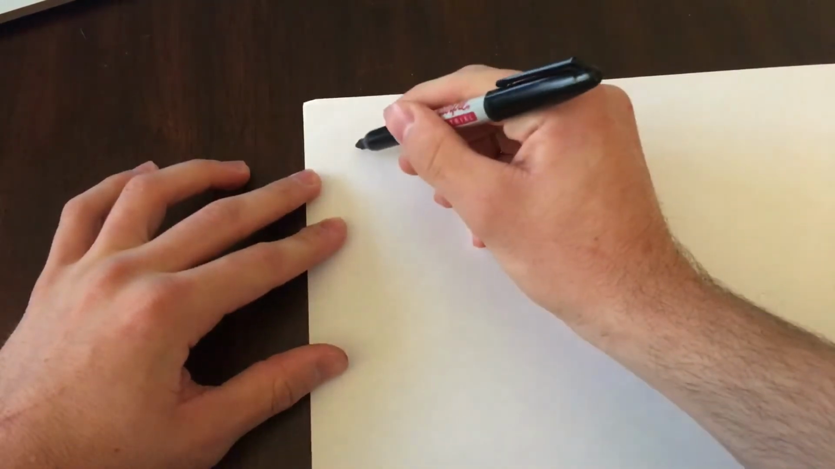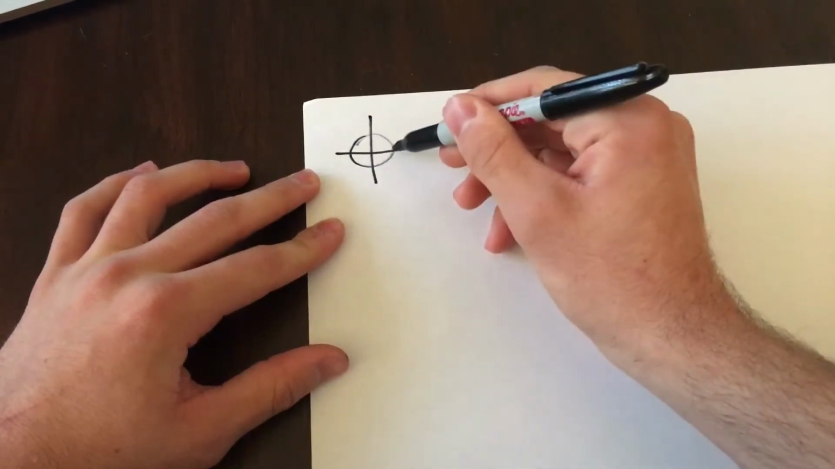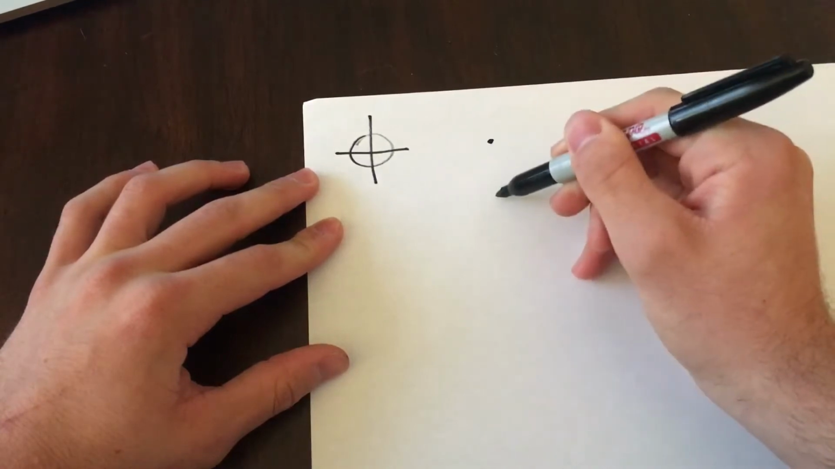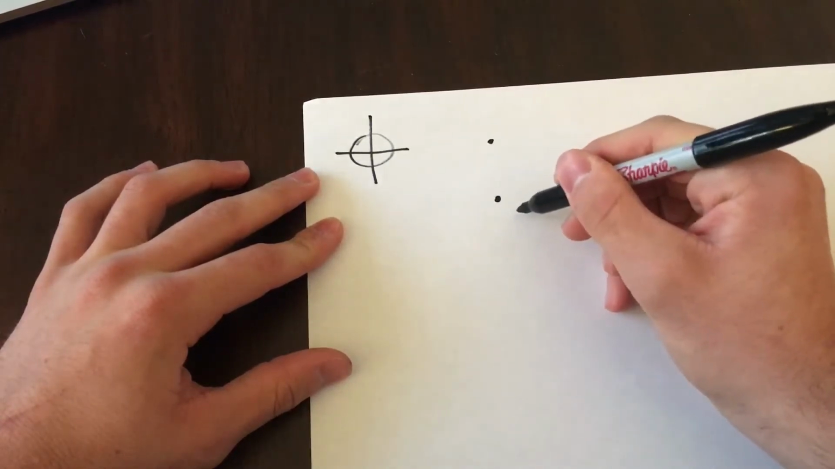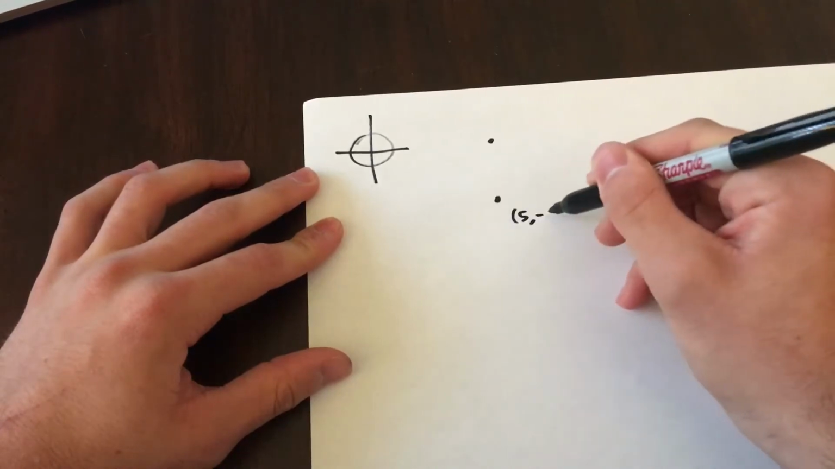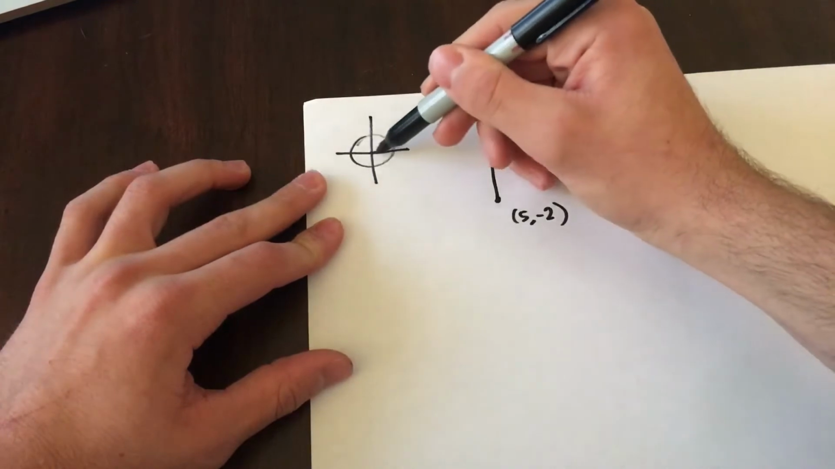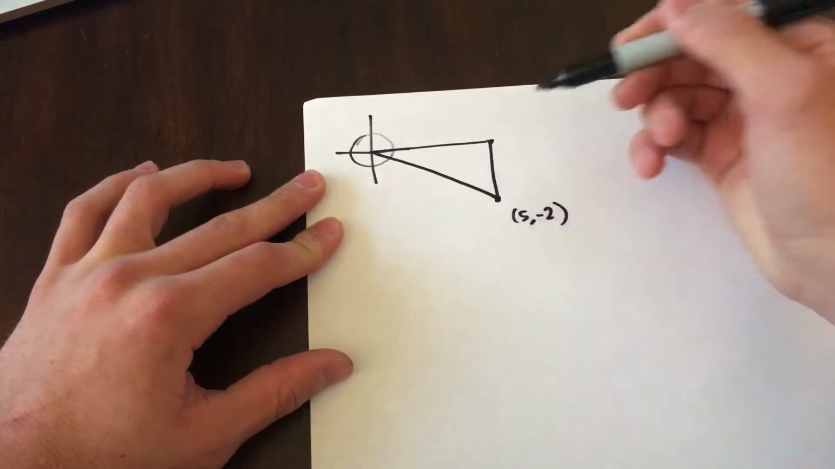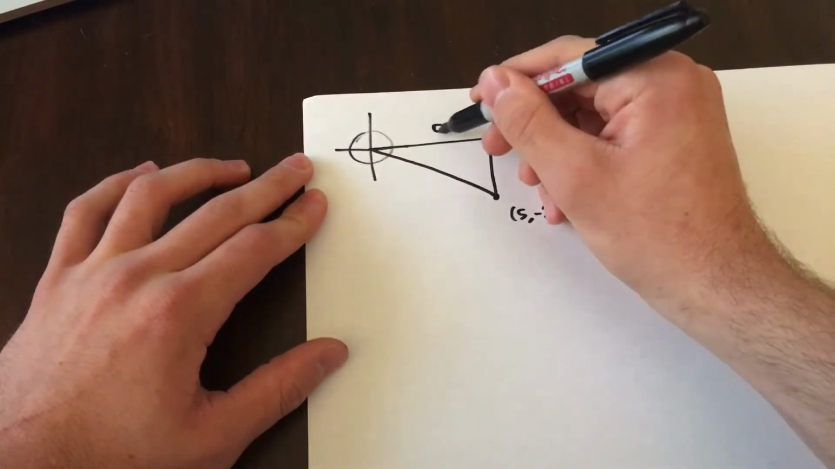So if we just imagine a little unit circle right here, if this is 1, then say we extend 5 out to here. -2 would be right there. So that's our ordered pair, (5, -2). And we can connect these. Might be a little sloppy. We got a nice little triangle right there. So here, let me just label these.